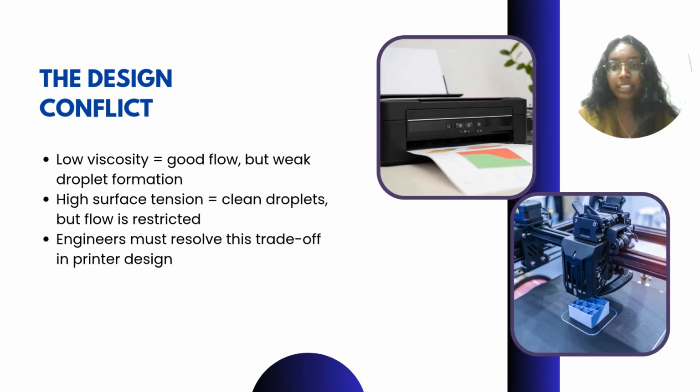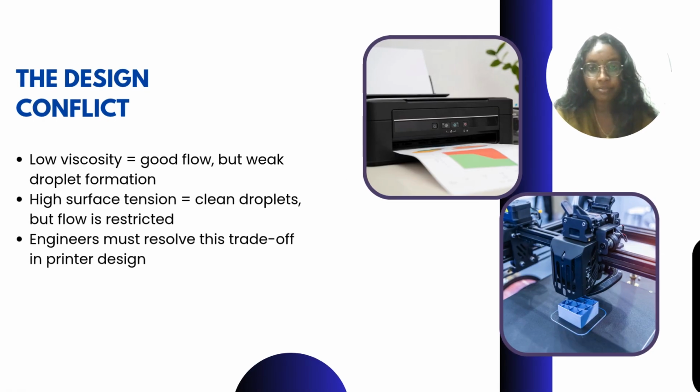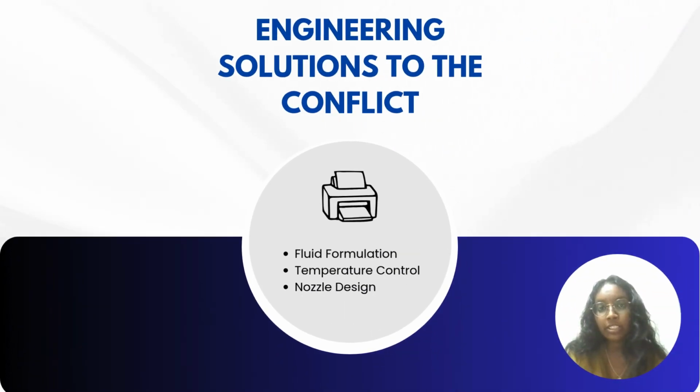But here is the conflict. Lowering viscosity helps the fluid flow easily through the nozzle, but doing that often reduces the surface tension, making droplets unstable or poorly formed. If you increase the surface tension for better droplet shape, it becomes harder for the ink to flow, leading to nozzle clogging. And how do engineers solve this conflict?